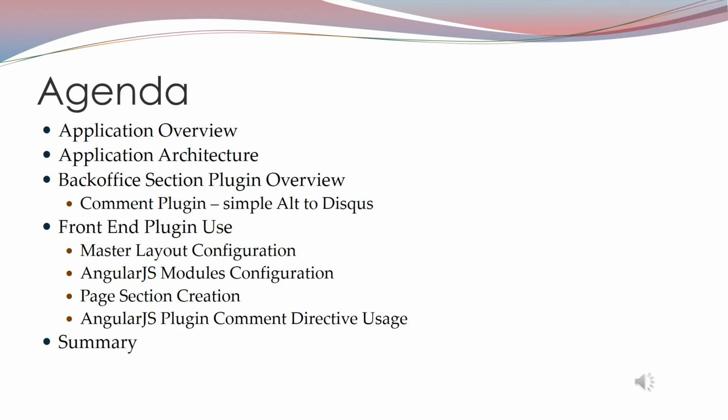The agenda for this video then is we'll take a look at a comment maintenance application consisting of a comment plugin in the back office of Umbraco, which includes user comment directives for use on the front end. We'll take a look at the application architecture from a coding perspective. We'll then dive into the detail of the back office section, and we'll take a look at how the back office plugin directives can be used on the front end.